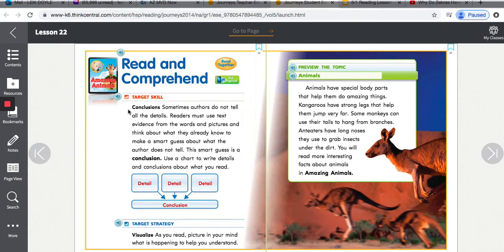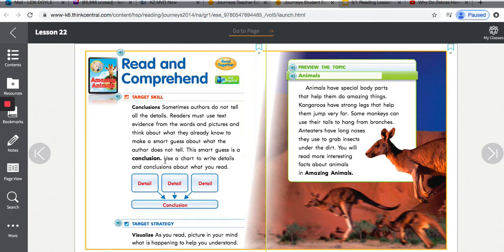Conclusions. Sometimes authors do not tell all the details. Readers must use text evidence from the words and pictures and think about what they already know to make a smart guess about what the author does not tell. This smart guess is a conclusion. So remember in our high frequency words, I said we were going to learn later what a conclusion is. So we just learned what a conclusion means in today's learning. It is a smart guess. So we get all the details from the story and then we make a conclusion, which is a smart guess from the details in the story.